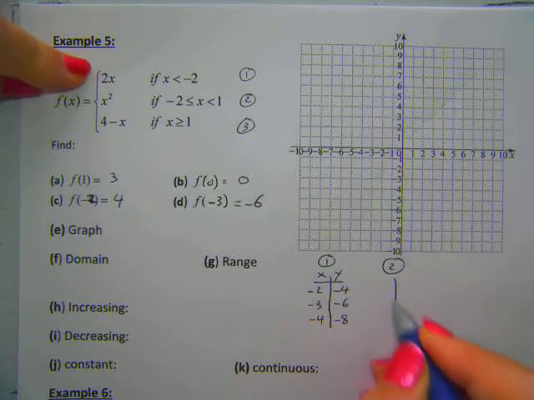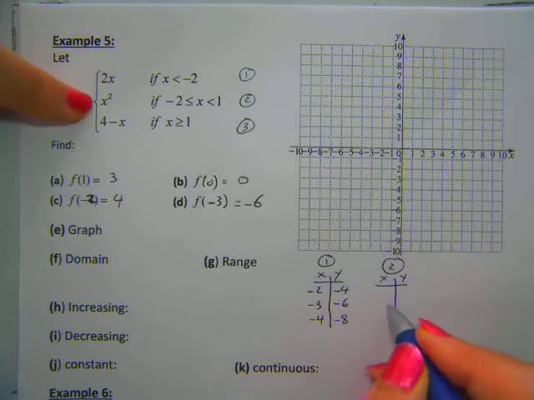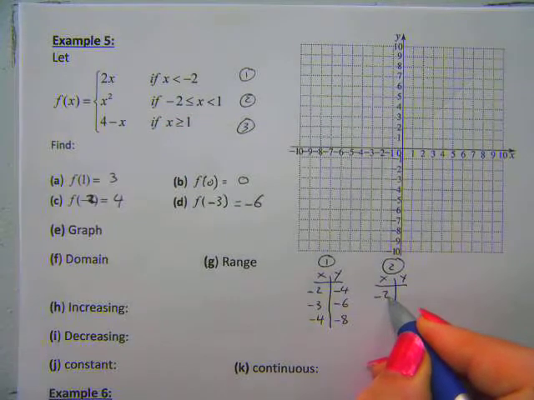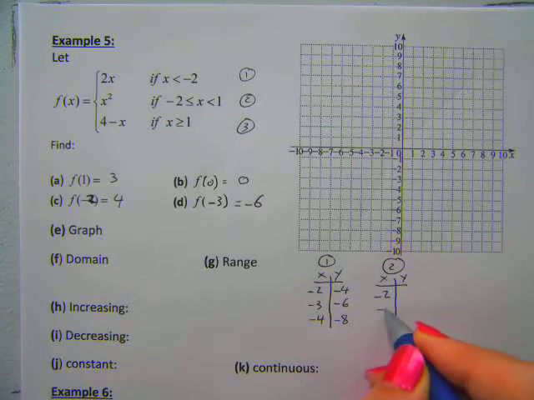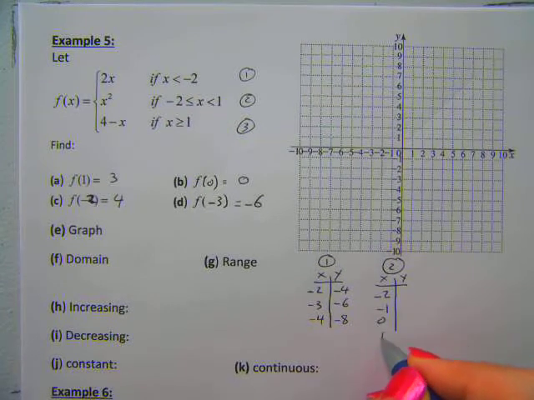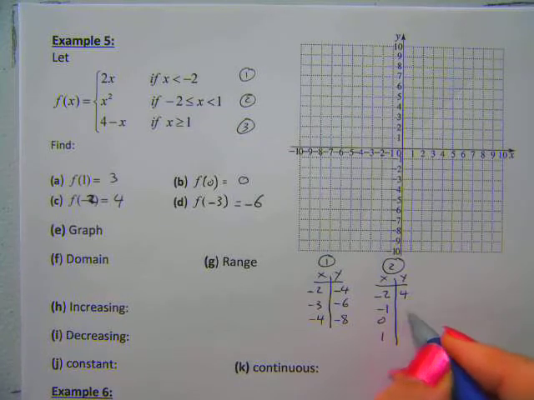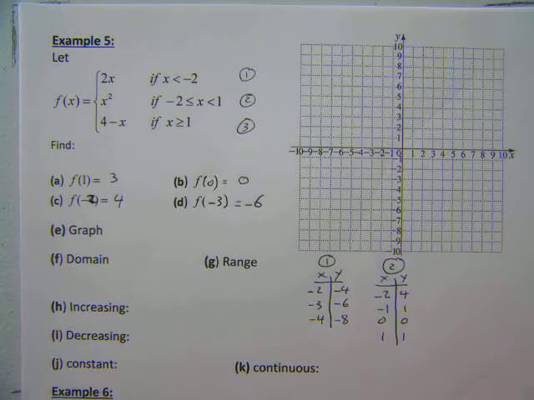For the second one, we already know the points for x squared. But remember, we need it between negative 2 and 1. So how about negative 2, negative 1, 0, and 1? X squared, remember, so this is 4, 1, 0, 1.